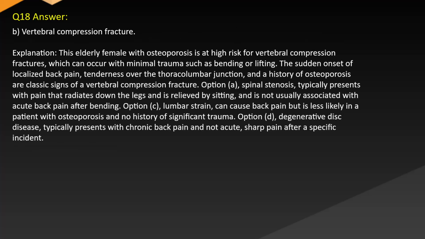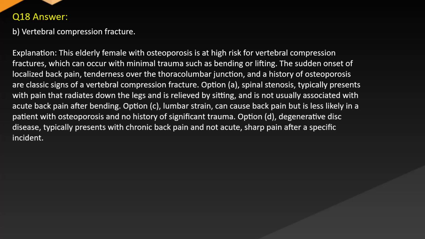Answer: B. Vertebral compression fracture. Explanation: This elderly female with osteoporosis is at high risk for vertebral compression fractures, which can occur with minimal trauma such as bending or lifting. The sudden onset of localized back pain, tenderness over the thoracolumbar junction, and a history of osteoporosis are classic signs of a vertebral compression fracture.